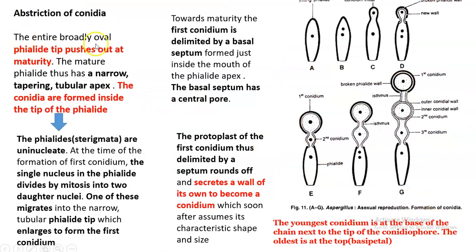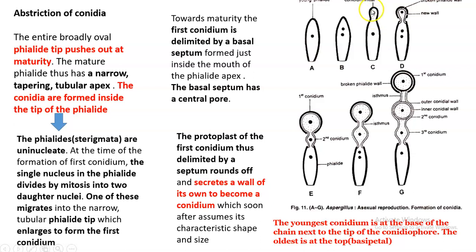So the entire broadly oval phialid tip. So phialid was a flask-shaped structure or oval-shaped structure. From the tip of this particular phialid, cytoplasm arises or accumulates towards the tip area, and the nuclei divides. So once the cytoplasm pushes out the phialid tip, it will become a tubular or tapering structure. And once the nuclei has divided, one nuclei moves towards the tip. Within this tip, there is a uninuclear conidia which is going to be formed.